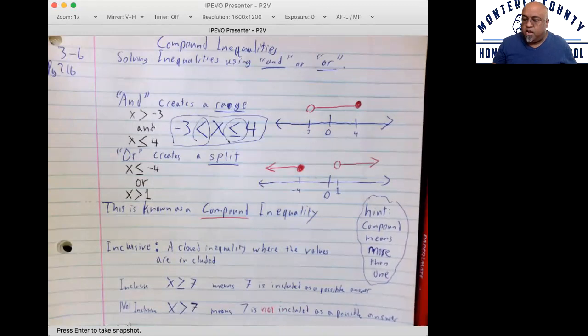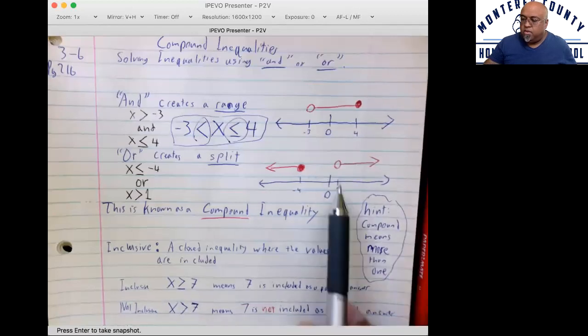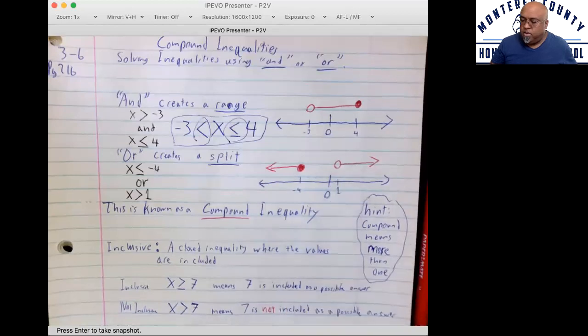Now this one is not inclusive. X is greater than 7. Now as you remember, this is an open inequality, so it has an open dot. Now an open inequality means that 7 is not included as a possible answer.